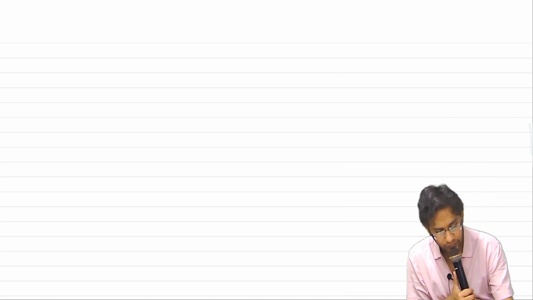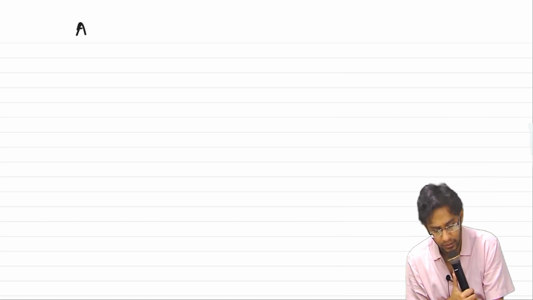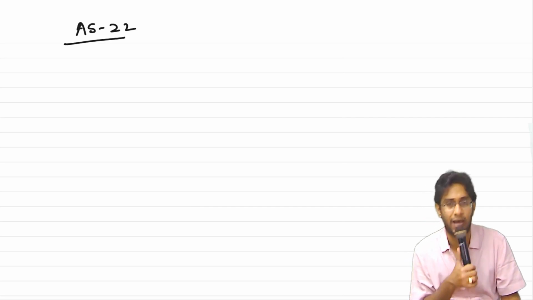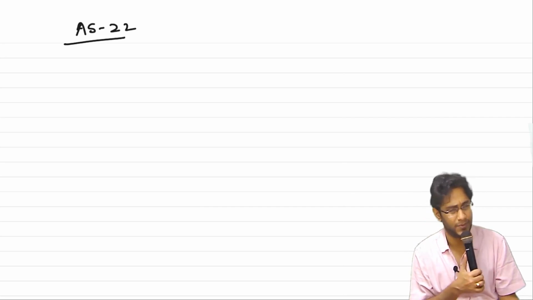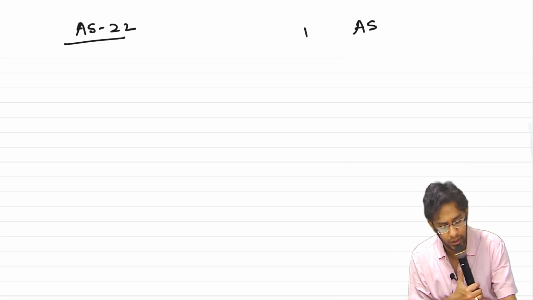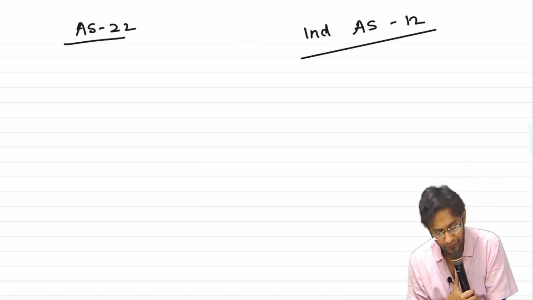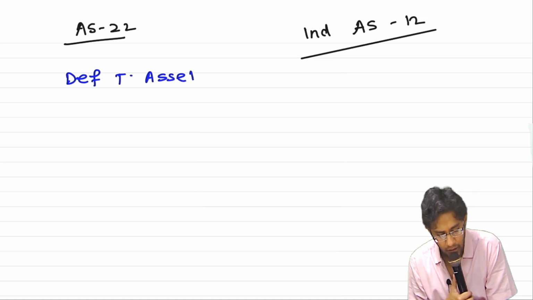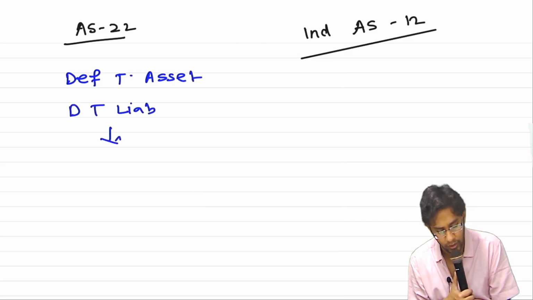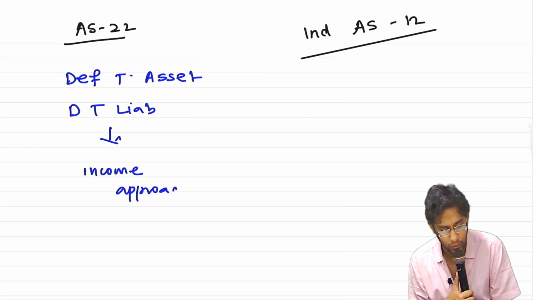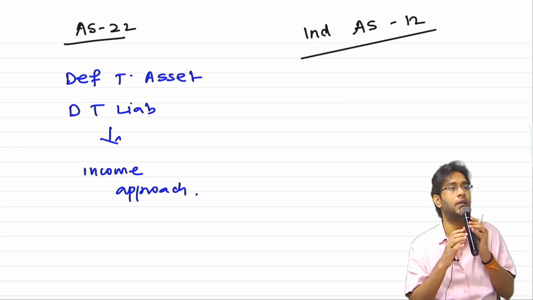Now, in CA Inter, you might have studied AS 22 Taxes on Income, which also deals with the same aspect. In Ind AS 12, the same thing we are calling income taxes. For computing or identifying a deferred tax asset or a deferred tax liability, in AS 22 we used to adopt something called the income approach. That's how the standard was coded, by following the income approach.